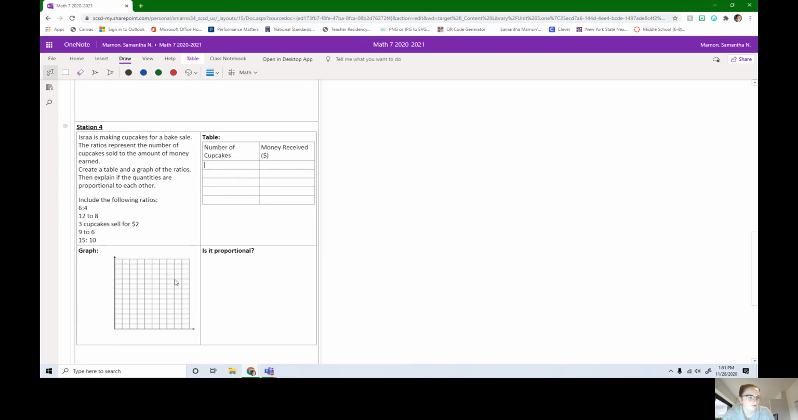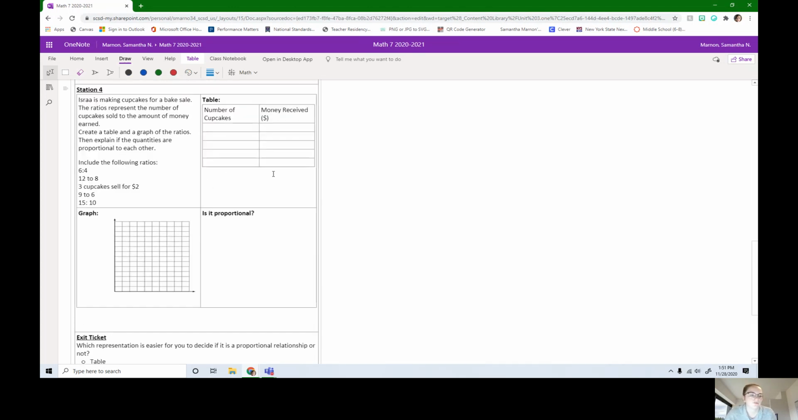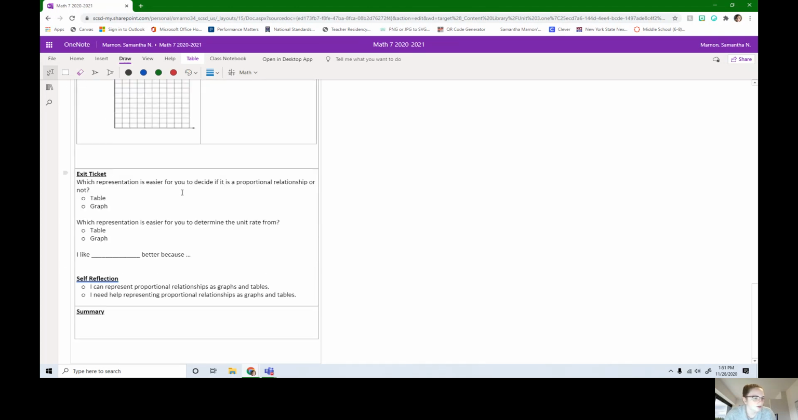You need to do the table, the graph, and is it proportional with a reason. So your reason can be from the graph or your reason can be from the table. When you're done with both stations, you have an exit ticket. It's just asking you which one's easier for you. So is it easier for you to decide if it's proportional from a table or a graph, or is it easier for you to decide the unit rate? Is it from a table or a graph? Which do you like better and why?